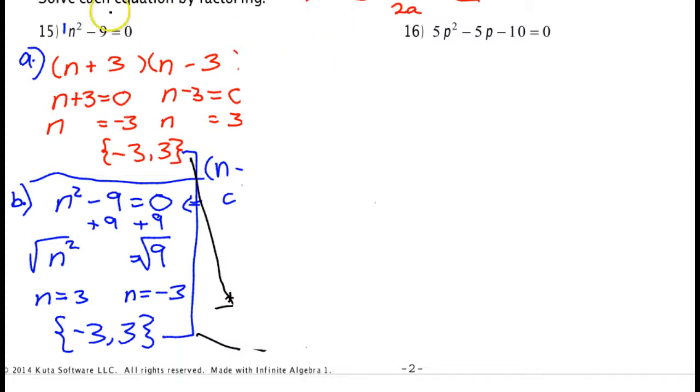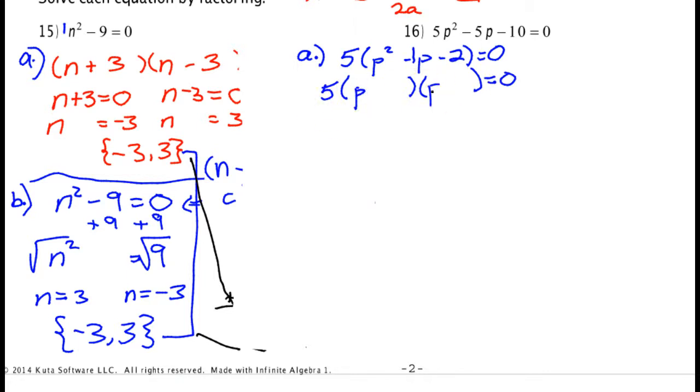Let's solve this by factoring. Part A is factoring. First step, GCF. What two numbers multiply to negative 2 and add to negative 1? Negative 2 and positive 1. Negative 2 times 1 is negative 2, and negative 2 plus 1 is negative 1. Okay, we can solve it.